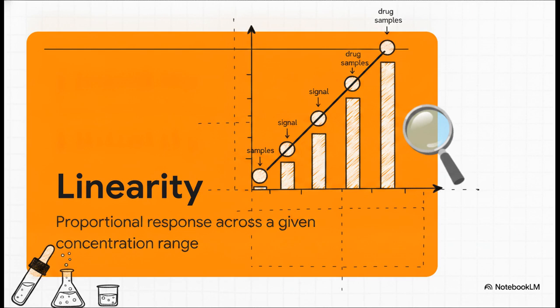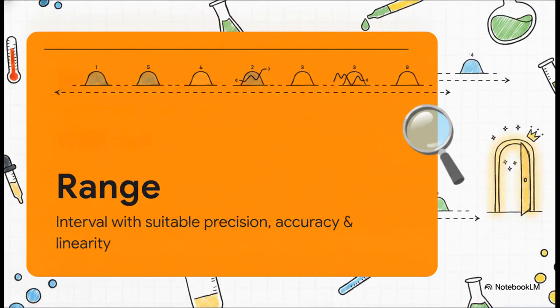Let's make this super easy. If you double the amount of the drug in your sample, the test signal or response should exactly double too. It's just a perfectly straight line on a graph. And finally, for the math, we have range. This is the interval from the lower to the upper concentration that has suitable precision, accuracy, and linearity.